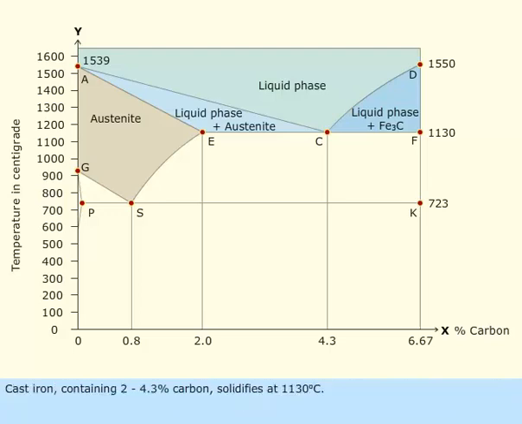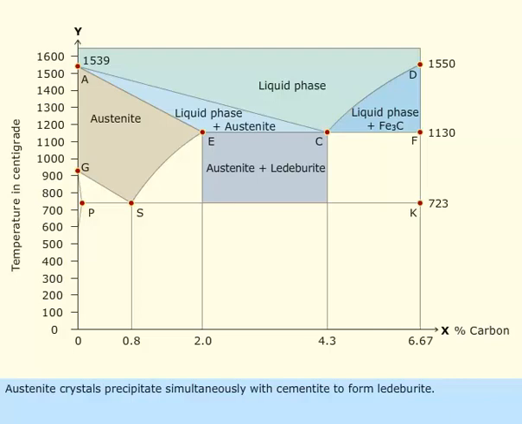Cast iron, containing 2 to 4.3% carbon, solidifies at 1130 degrees Celsius. Austenite crystals precipitate simultaneously with cementite to form ledeburite. These cast irons will consist of primary austenite and ledeburite crystals.